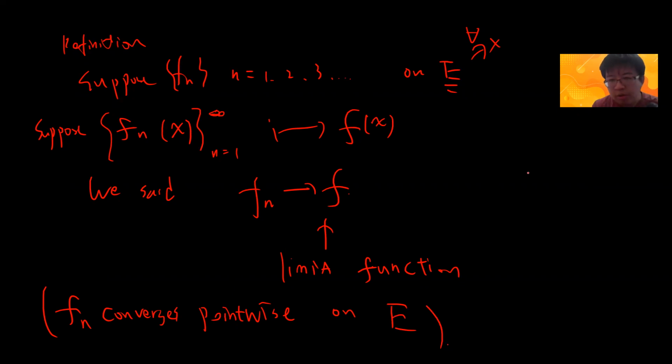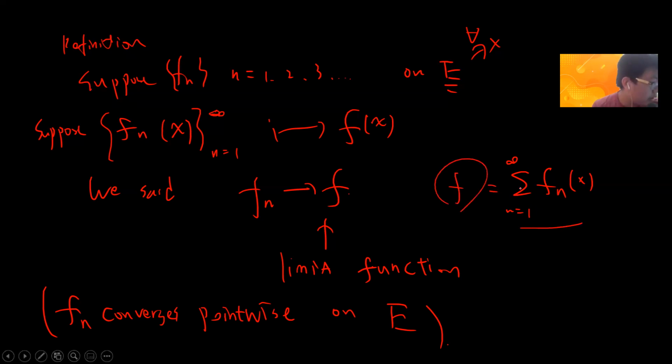You can also define this for series: if for each x the sum of f_n of x, from n equals 1 to infinity, converges, then you can define the convergence of the summation, basically the sum of the series.